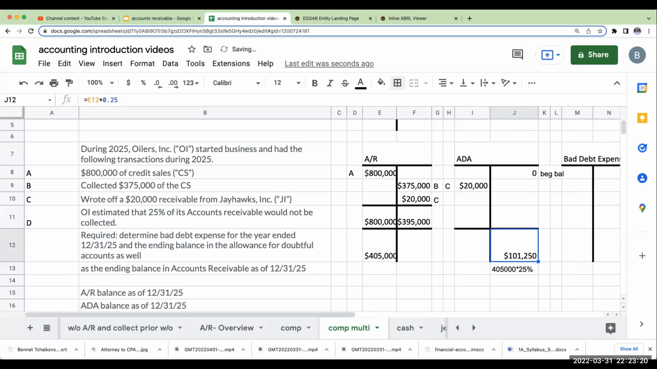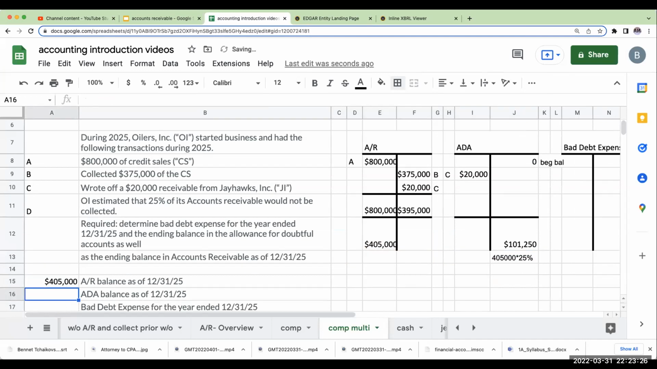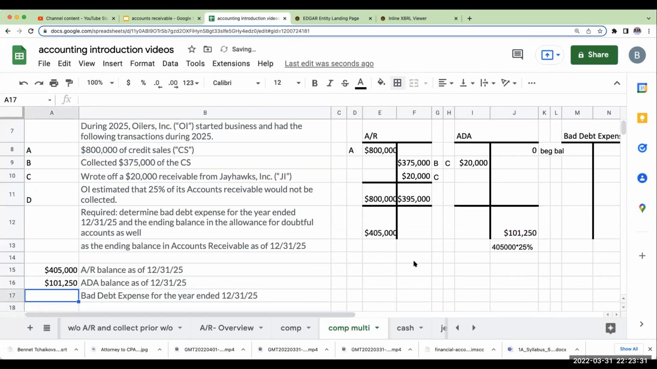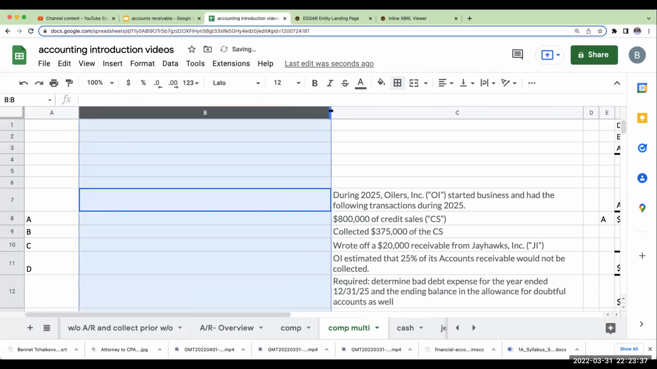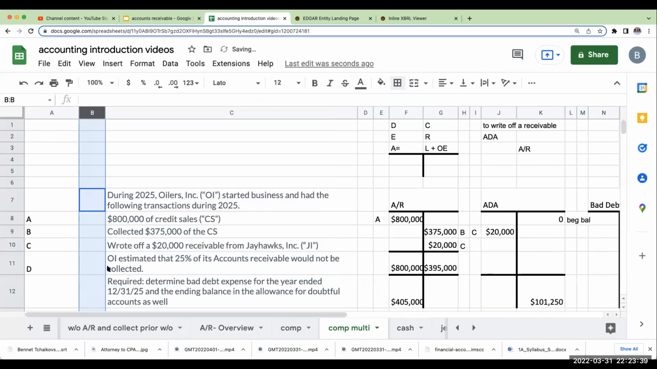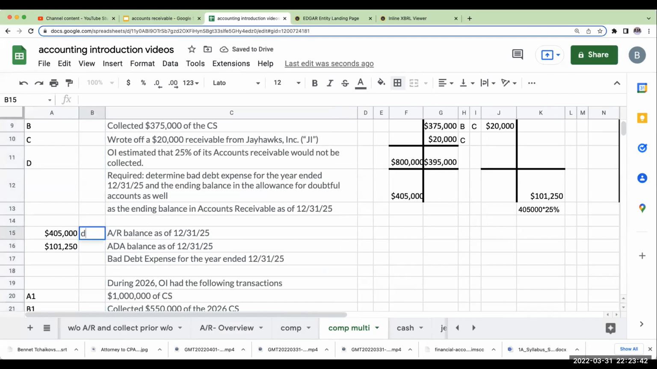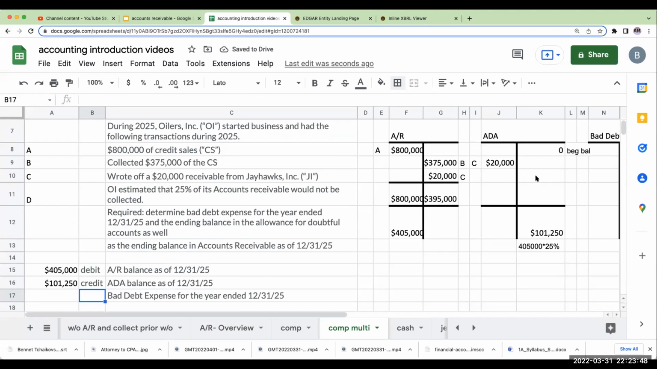So this is going to be my allowance for doubtful accounts. My AR balance as of 12/31/25 is going to be 405,000, and my allowance for doubtful accounts balance will be a credit of 101,250. I'm just going to go ahead and add this in over here because the other thing I like my students to do is to indicate if this is a debit or a credit. Okay.